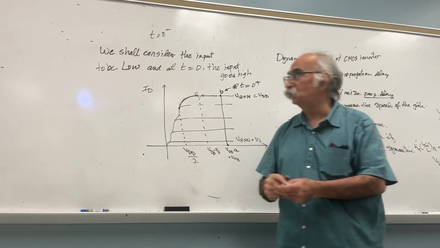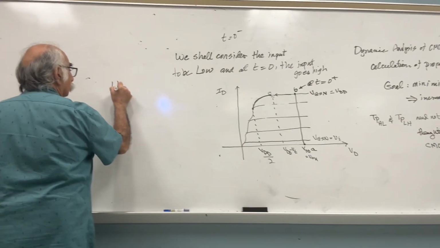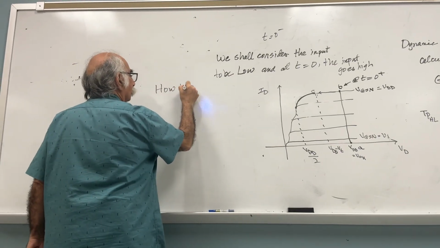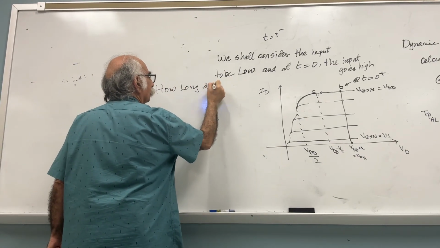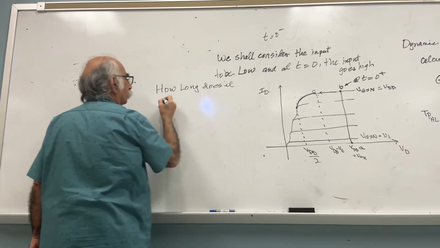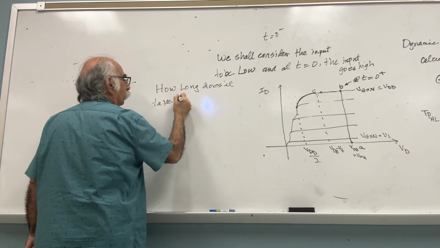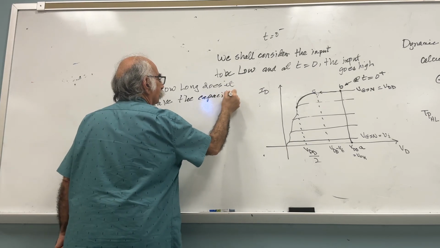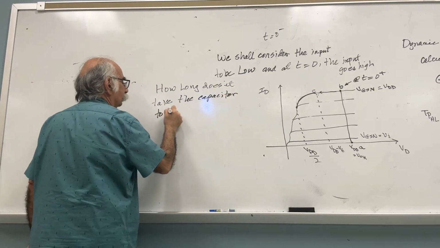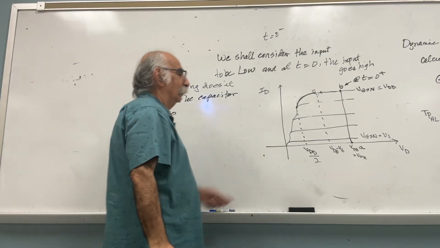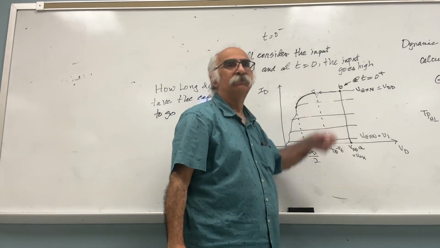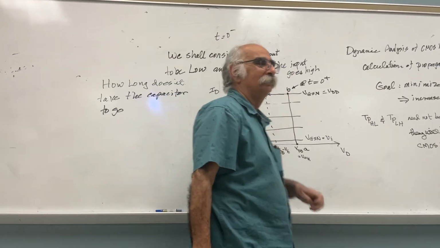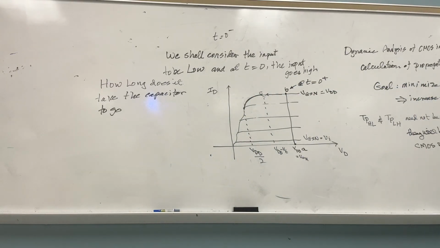Clear? So the question is: how long does it take the capacitor to go to VDD over 2? By the way, will it take time from here to here, at t equal to 0 minus to t equal to 0 plus? Does it take time?